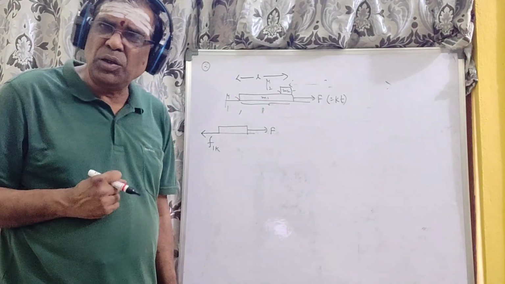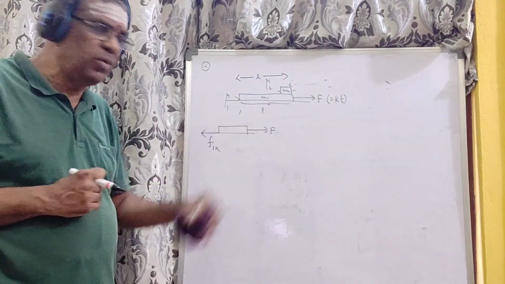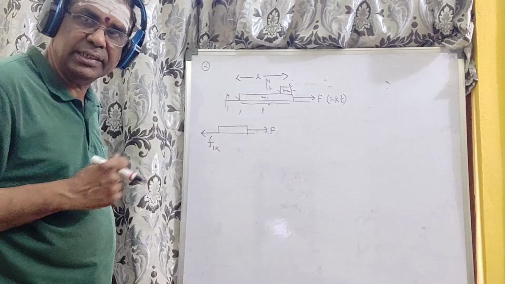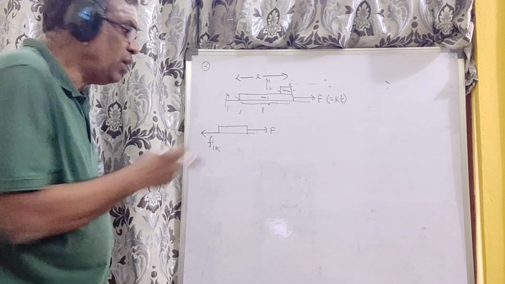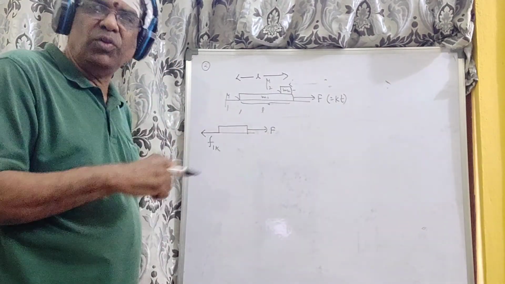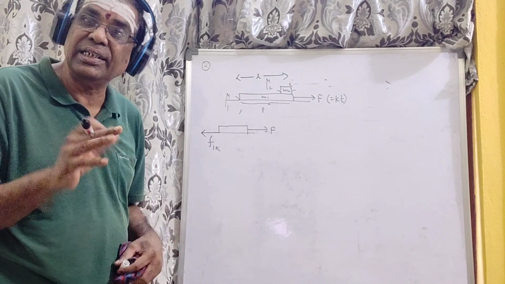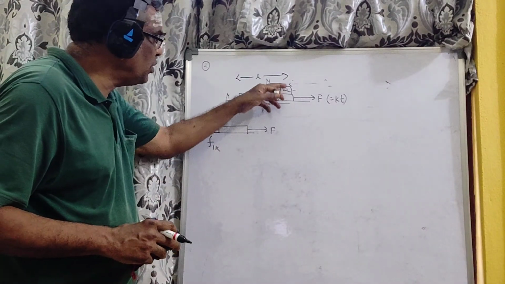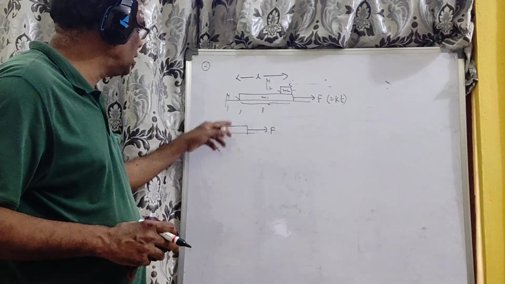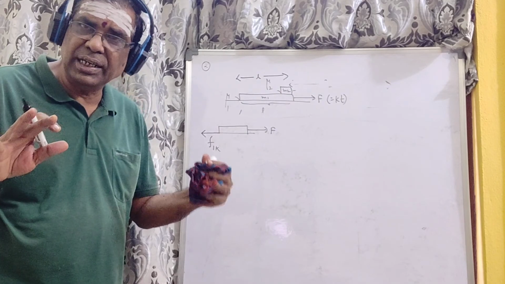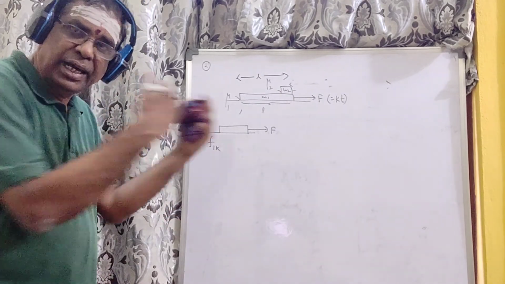If 2 were not to be there, how would this body move? Of course, in this direction with more acceleration. If I'm placing it, obviously, if the same force you apply, it will not accelerate that much. That means what? The friction between these two is opposing the lower body. Hope this point is clear. I'll explain in another way.